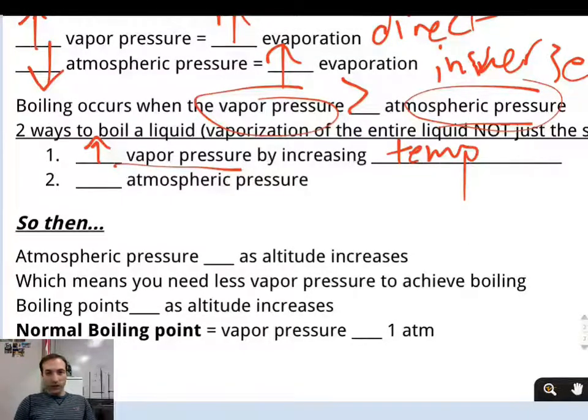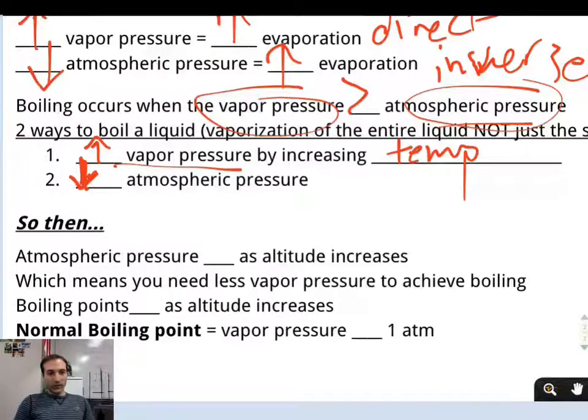The other way to do it is decrease the resistance. So if you want a sample to boil, you decrease the atmospheric pressure. That way there's less resistance, so the vapor pressure can essentially do its job, and evaporation will increase as you decrease this resistance.